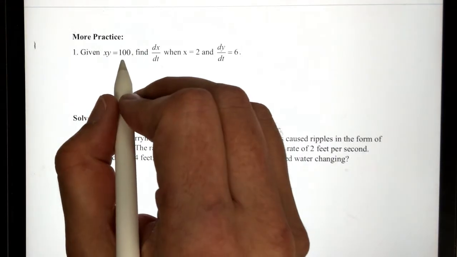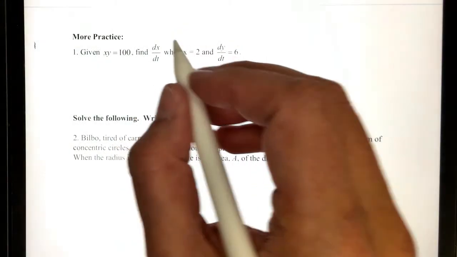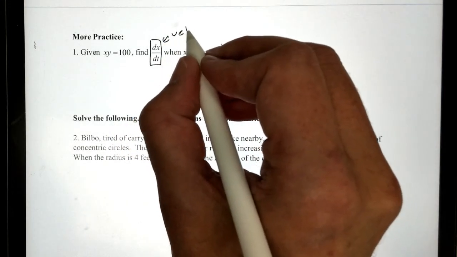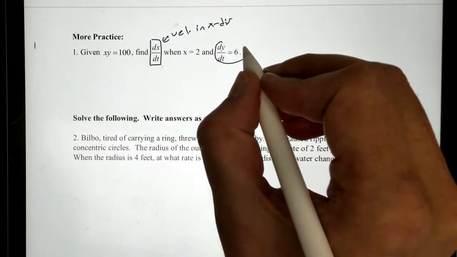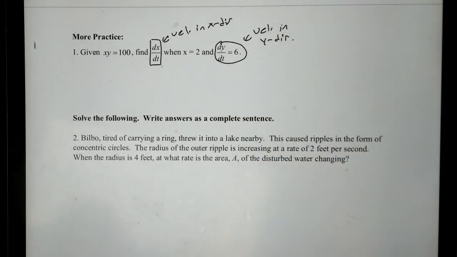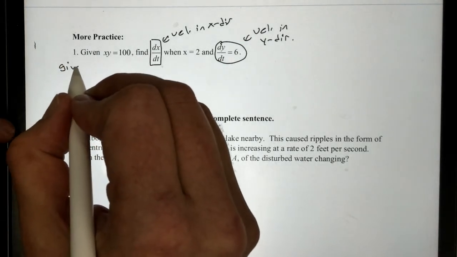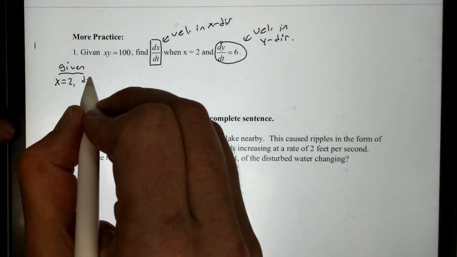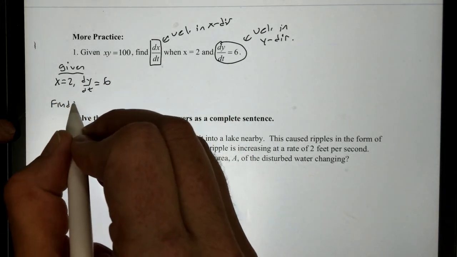Given that xy equals 100, find dx/dt when x is 2 and dy/dt is 6. So they're asking me to find the velocity in the x direction, when they give me the velocity in the y direction. So I'm going to write out my givens. First things first, write out everything I'm given. They tell me x is 2 and dy/dt is 6. And then I'm going to list out what they're asking me to find.